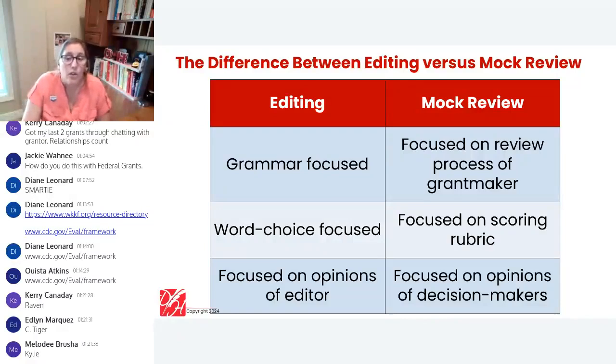Mock review is taking it a step higher and saying, okay, great, we've done all our grammar stuff, all our copy editing. Now let's take the proposal that is so close to being done that we could submit it, and let's see what people would think if they were the grant maker and how they would score it.